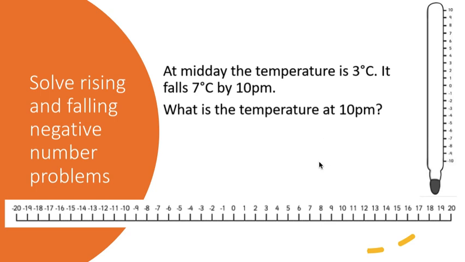Okay, let's have a look together. It was 3 degrees. It falls, it goes down by 7 degrees. So 1, 2, 3, 4, 5, 6, 7. New temperature is going to be -4. So we had 3, we took away 7, we found that the new temperature would be -4 degrees C.